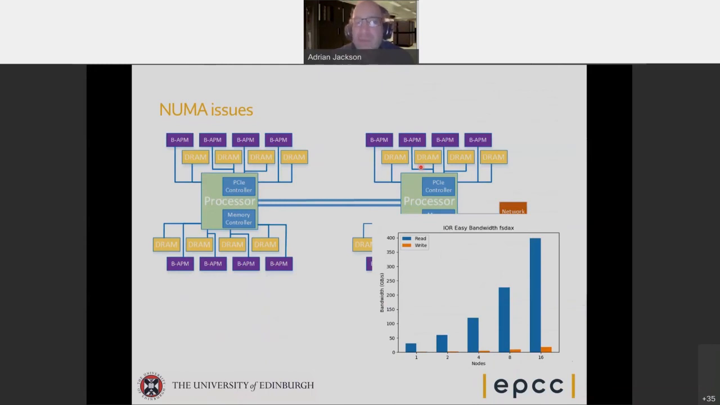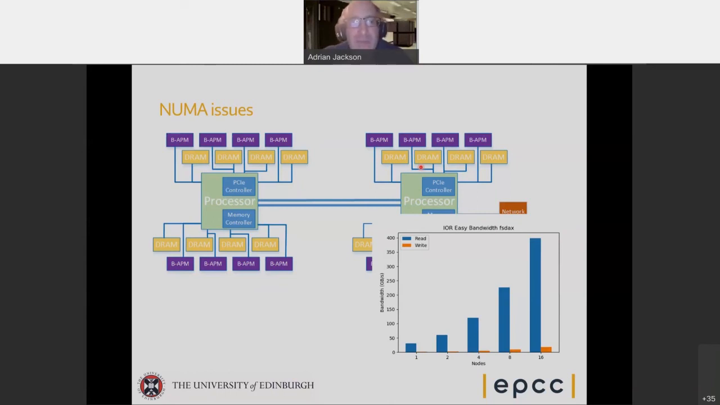Now, we can move this instead to use the node's local storage. It doesn't require large amounts of re-engineering of the application. Effectively, the way it's set up is it writes individual files out per process. So we just have to tell it where to write those files.